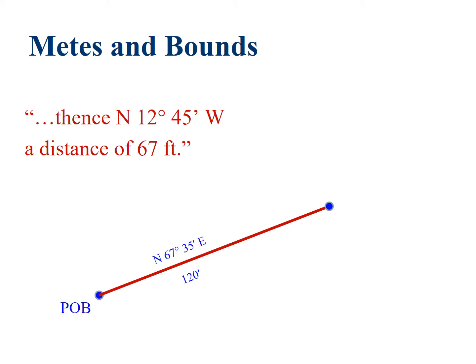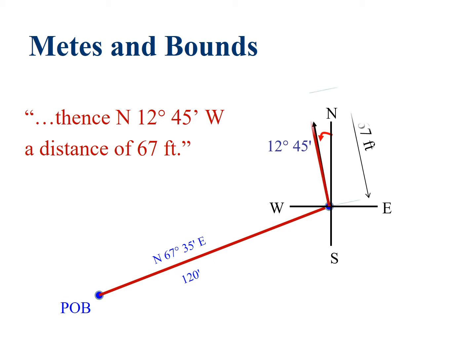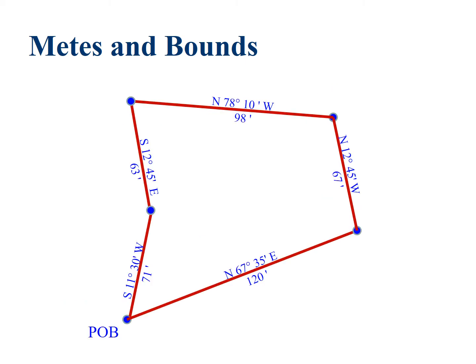Starting from the end of the previous line, lay out the direction of the next property line using the bearing. Measure and mark the length of the line from the point of beginning along the bearing line. The end of this property line then becomes the initial point of the next property line. And so it continues until the final property lines return to the point of beginning.